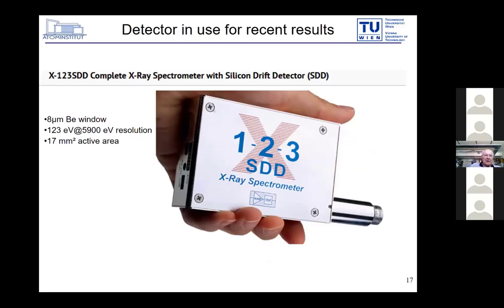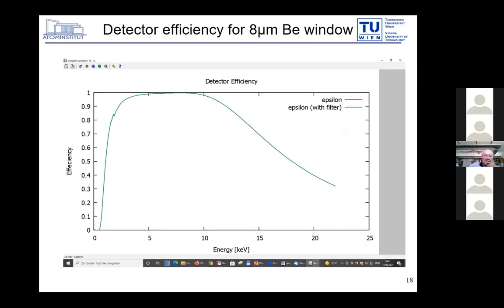It has this 8 micron beryllium window, an excellent energy resolution, and a 17 square millimeter active area. So with this, we had the setup and the efficiency, as I said already, we are in the sodium region here, around 40% of the detector efficiency.